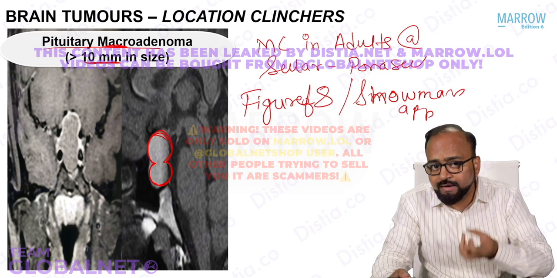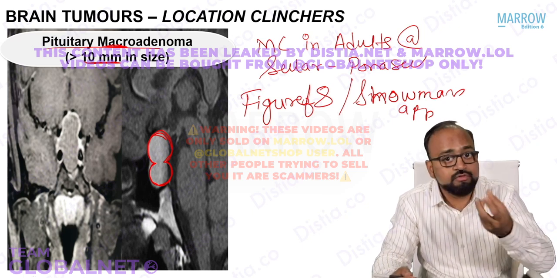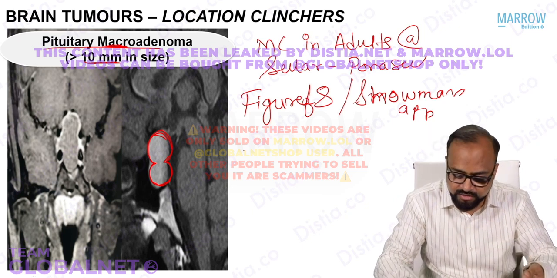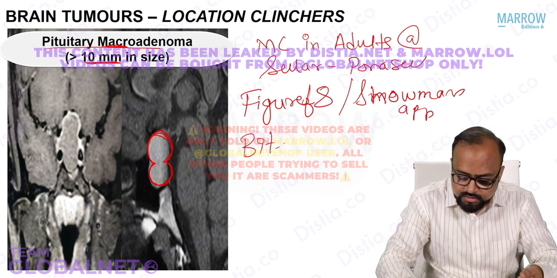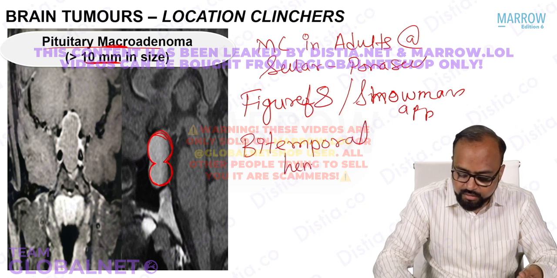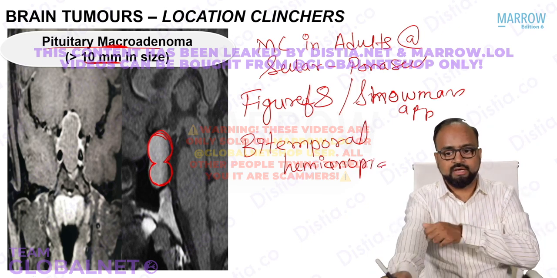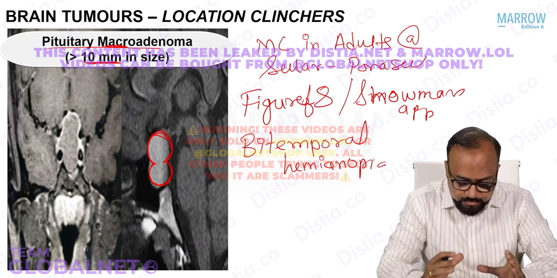Now because it grows up, it creates a mass effect on the optic chiasma. So there are visual defects. Usually the central fibers are affected. So typically there is bitemporal hemianopia. Bitemporal hemianopia, right? So this is what a pituitary macroadenoma is.